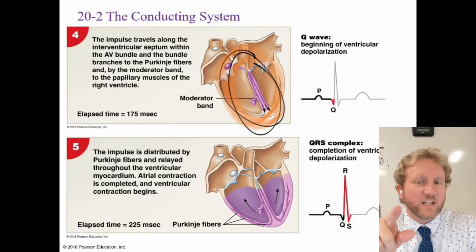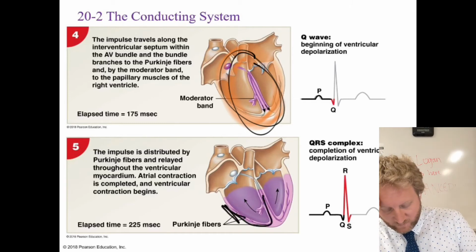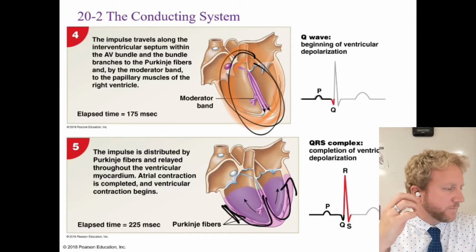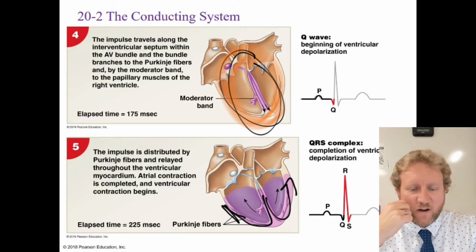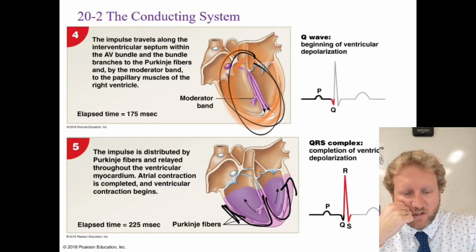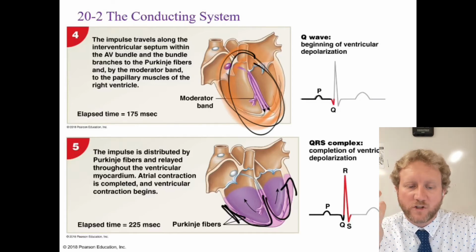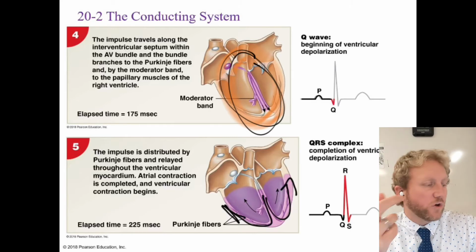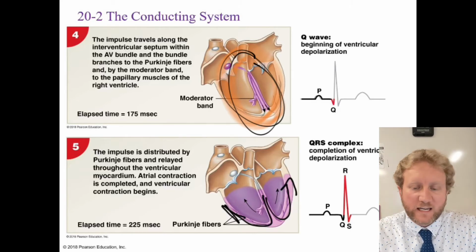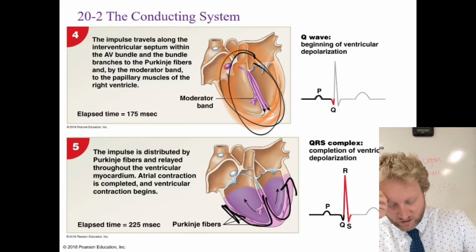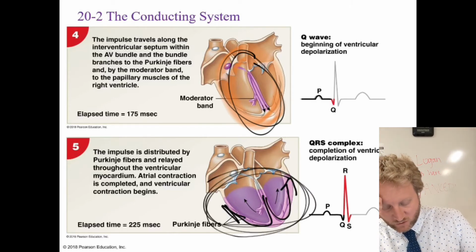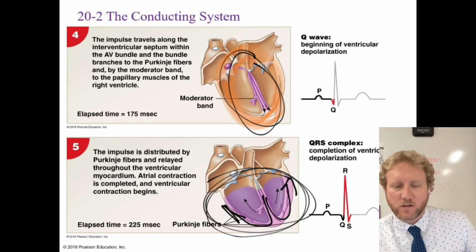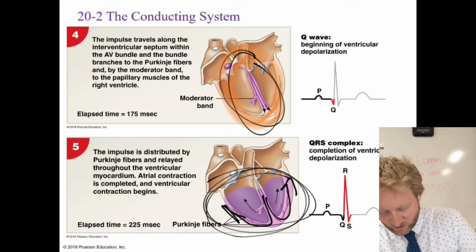And then that is going to spread down and around the Purkinje fibers back up. Then the Purkinje fibers are going to send that impulse through the ventricular myocardium, so the myocardial layer of the ventricle. Atrial contraction at this point will be completed, and that nerve impulse will have, at this point, gone all the way through the ventricle tissue, so then ventricular contraction takes place. And so here we are right here with that S going into the R going into those S waves.